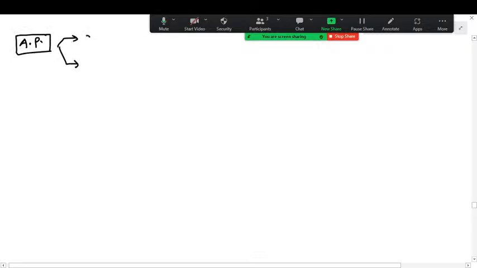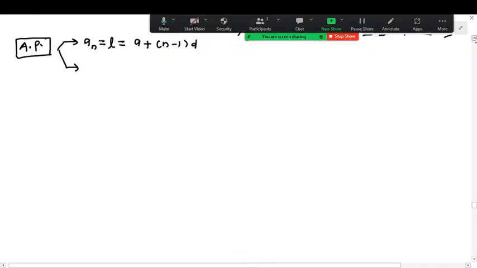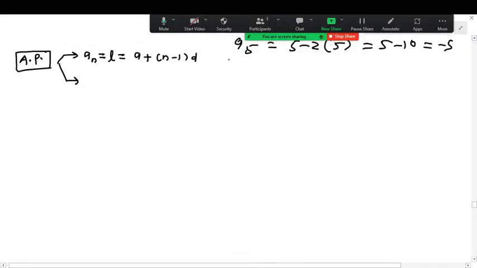The first one is the formula to find the last term, also known as the nth term, which is a plus n minus 1 into d. Even if we want a term from the end, we can find it out.